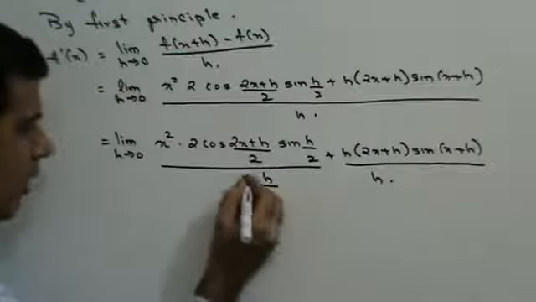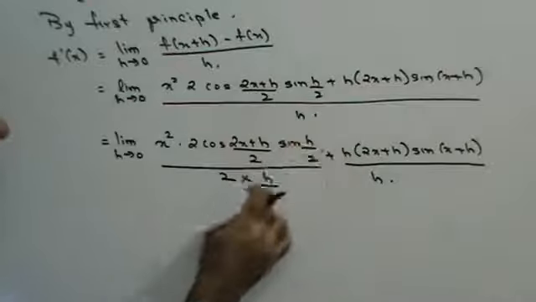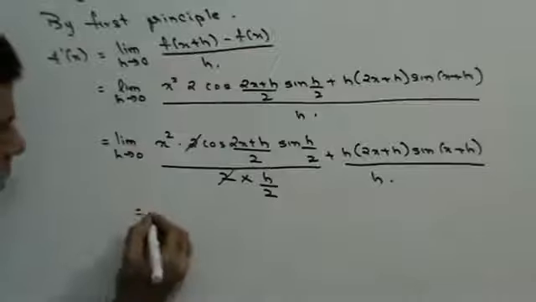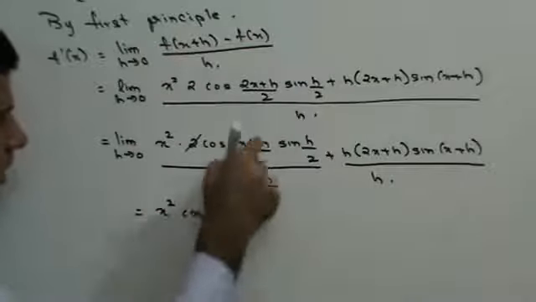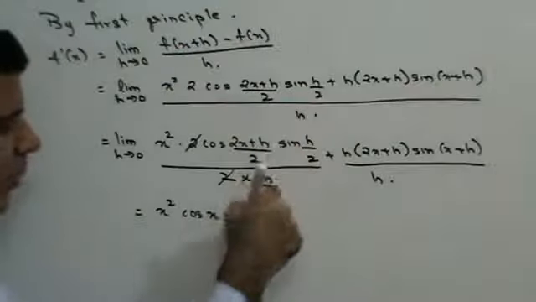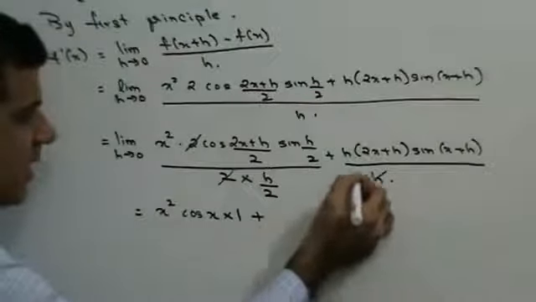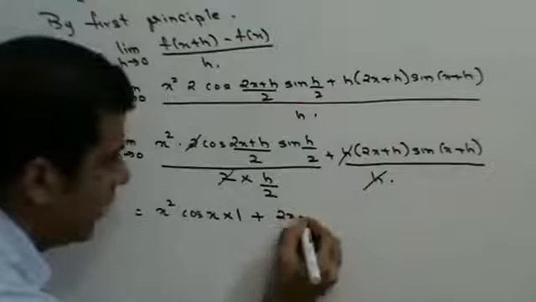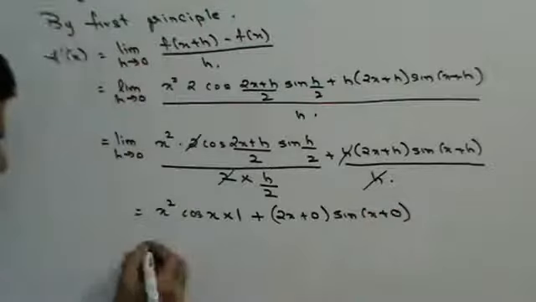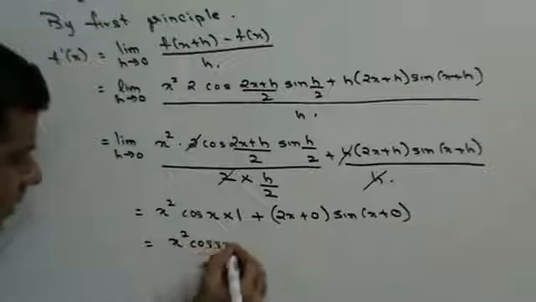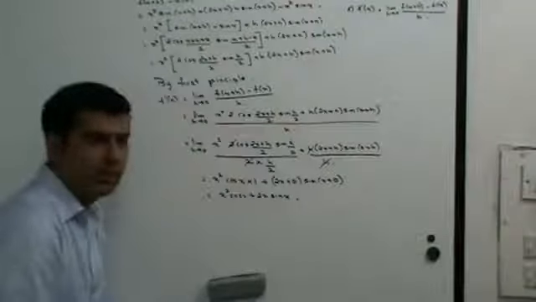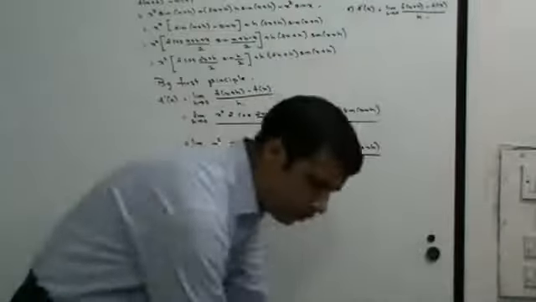Divide by 2, multiply by 2. Why did I do that? So that the angle in the numerator and the number in the denominator is same. This 2 and this 2 get cancelled. So this is going to become x square cos(h becomes 0), 2x upon 2 is cos x, sin theta upon theta is 1, plus h and h get cancelled. So this is going to be (2x plus 0) sin(x plus 0). So this is going to be x square cos x plus 2x sin x. That will be your answer. Fine, do we understand this? Nice sum. Let's move on to the next sum, guys.